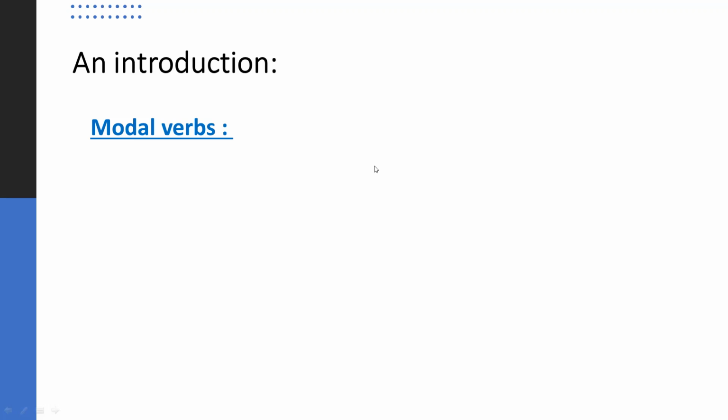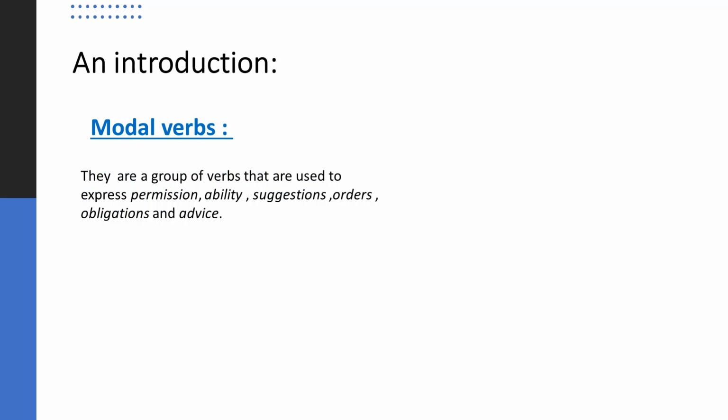Now this structure actually has two parts. في هذه القاعدة لدينا جزئين. The first one is about the modal verbs، الأفعال المودلز، or we can call them similar to the helping verbs، أفعال المساعدة. Now what are the modal verbs? They are a group of verbs that are used to express permission, ability, suggestions, orders, obligations and advice. Modal verbs هي مجموعة من الأفعال التي أستخدمها عندما أريد أن أعبر عن فكرة معينة لدي.